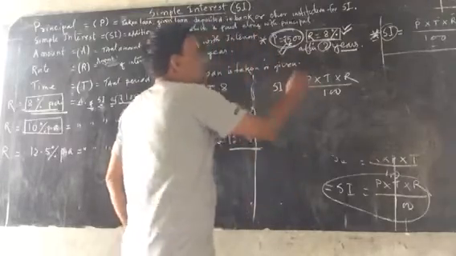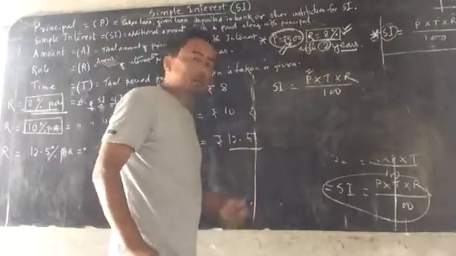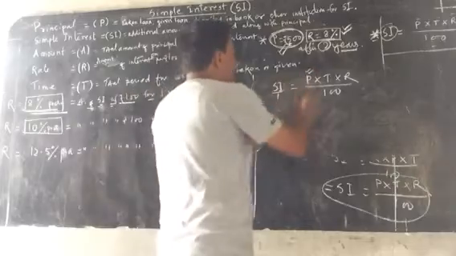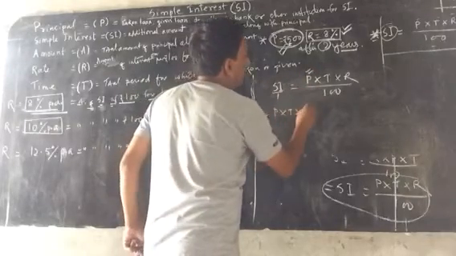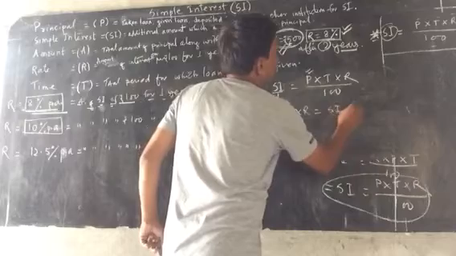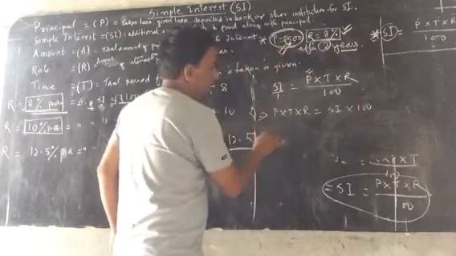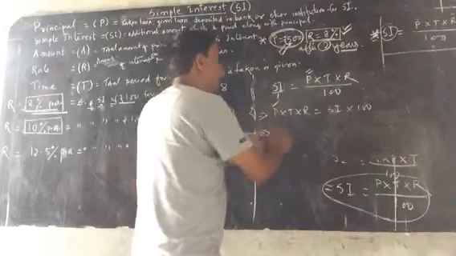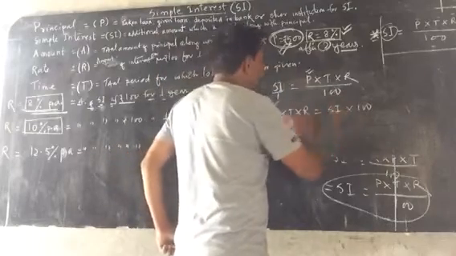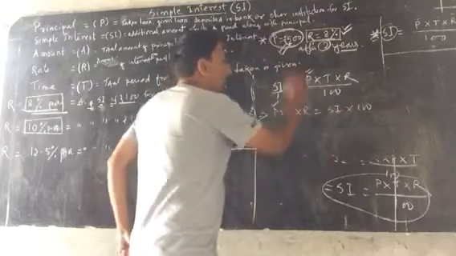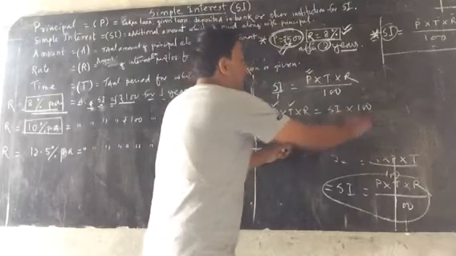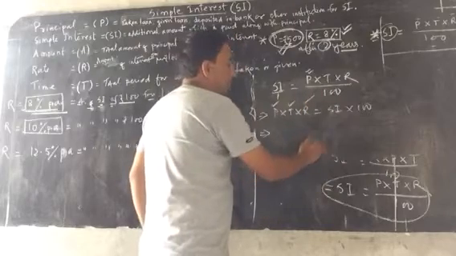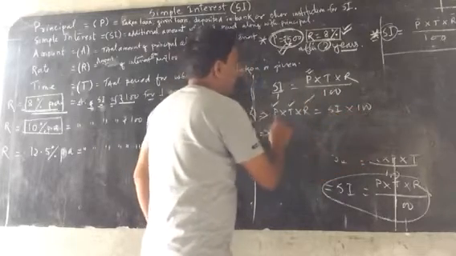Now you see, if you have to find P, SI has the denominator 1, so cross multiply: P multiplied by T multiplied by R equals SI multiplied by 100. If you want to find P, you can write P equals SI multiplied by 100 by T multiplied by R. If you have to find T, T equals SI multiplied by 100 divided by P multiplied by R. If you have to find R, then R equals SI multiplied by 100 divided by P multiplied by T.